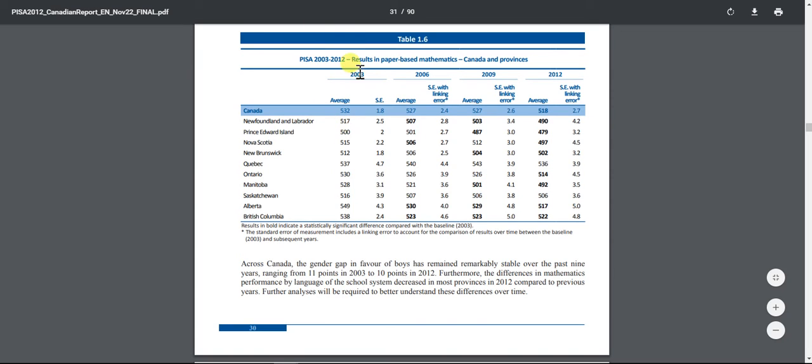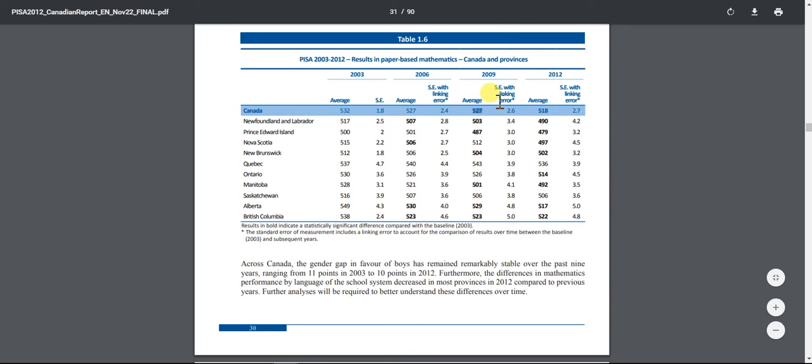Okay, here's how to read this chart. Here's the 2003 PISA results from across Canada. The average is 532. This is the standard error percent. Okay, so just so you know, there is a standard error. So 532 in 2003, 527 in 2006. So those kids still had the basics. They understood.